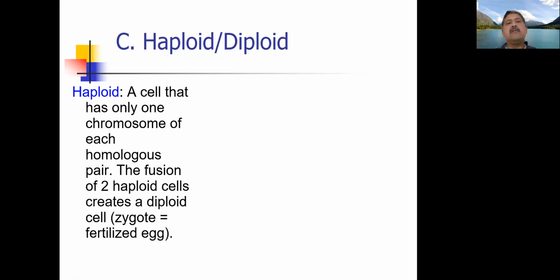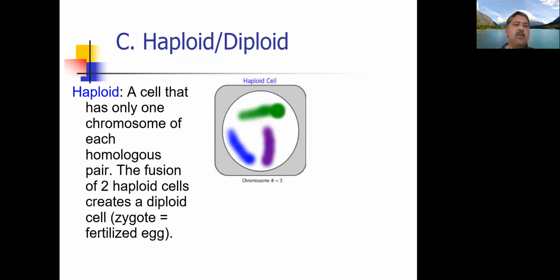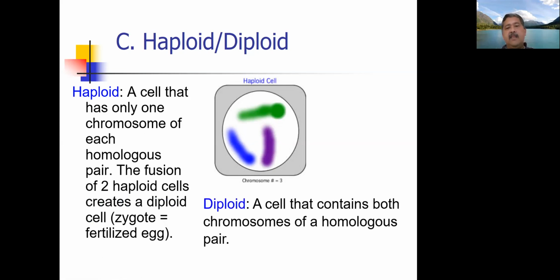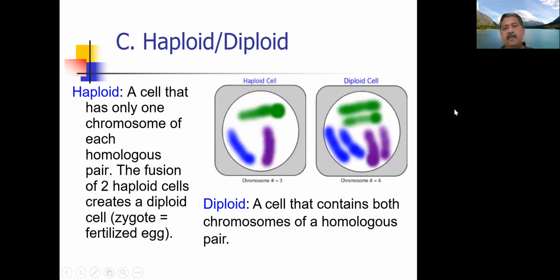Before we get to the cell cycle, let's take a look at haploid and diploid. The term haploid means a cell that has only one chromosome of each pair. So this theoretical organism has 3 pairs of chromosomes, but in this cell, you only have one copy of those chromosomes. In the diploid cell, you would have 2 copies of each of the 3 chromosomes. So you have 6 chromosomes total, and you have 3 pairs.